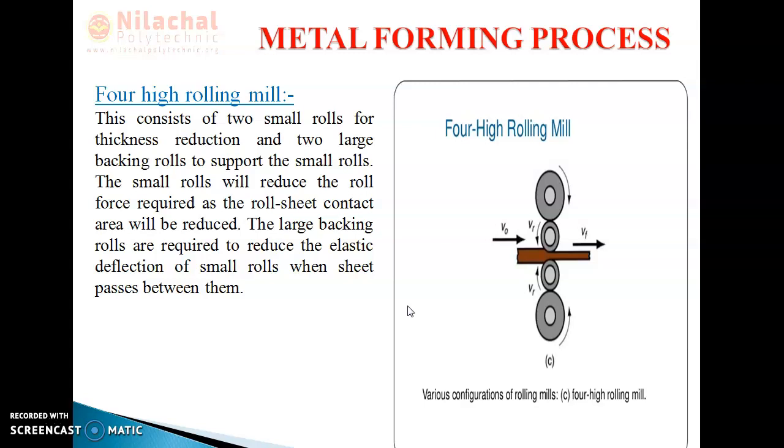The main function of these backup rolls is to provide the necessary rigidity to the small rolls. That of working rolls is to concentrate the total rolling pressure over the metal. 4 high roll mills are used for production of hot and cold rolled steel, plates and slabs. These are the uses of your 4 high roll mill.